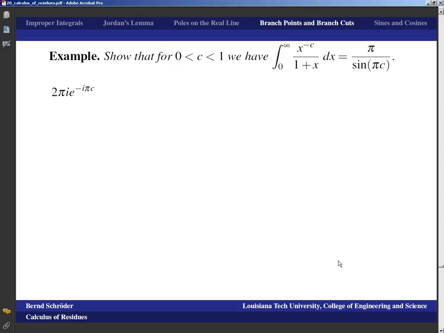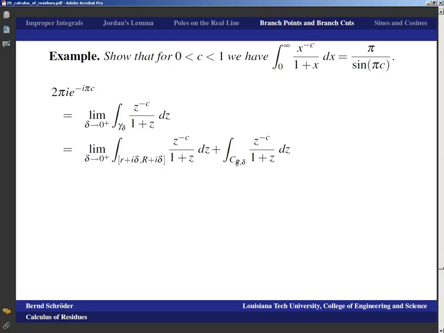Well, that gives us the following. Basically, this residue that we had, the 2 pi i e to the negative i pi c, that's the limit as delta goes to 0 of the integral over this contour gamma delta of z to the negative c over 1 plus z dz, and that's the limit as delta goes to 0 of the integral over the horizontal piece going out, plus the circle of radius, well, not quite R, really, because we have to adjust the points, right? But that was a technicality that I chose to omit in this presentation.